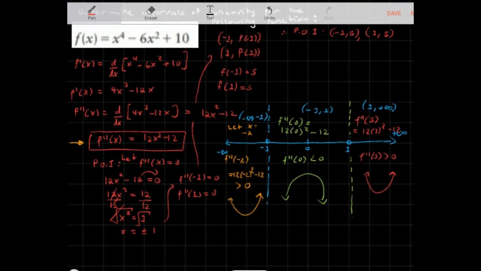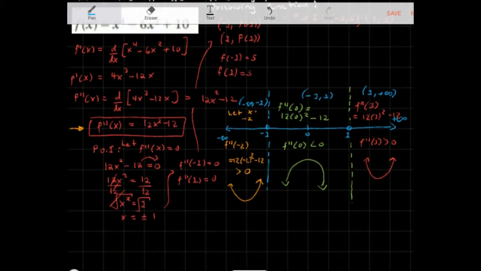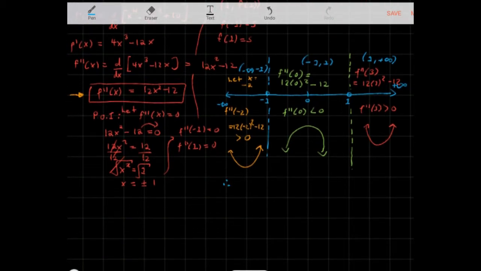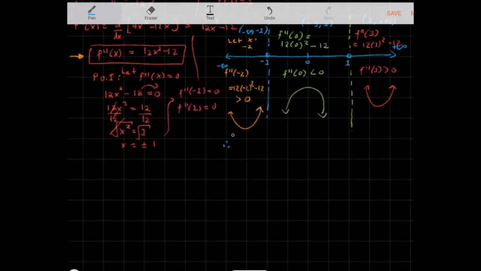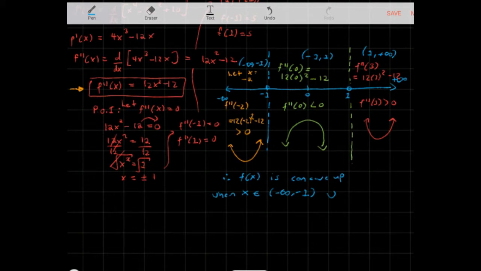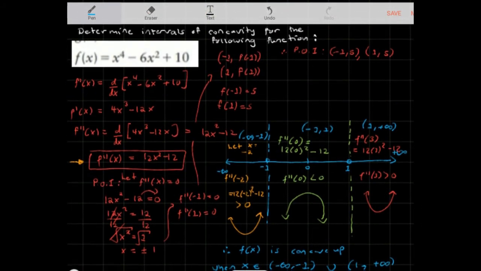So therefore we can determine that the function f of x is concave up when x belongs to negative infinity to negative 1, union 1 to positive infinity. So between these intervals the function is concave up, and it's concave down when x belongs to negative 1 to 1. So this is basically our intervals of concavity for the function f of x.